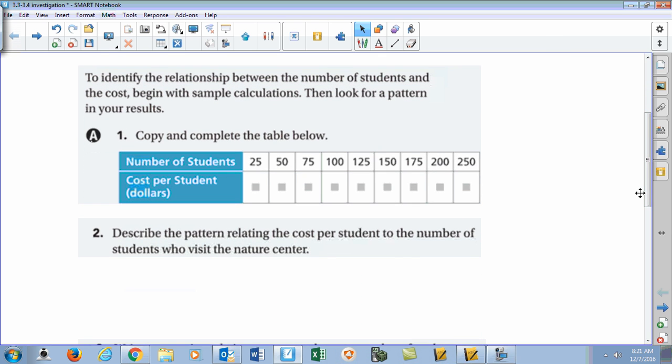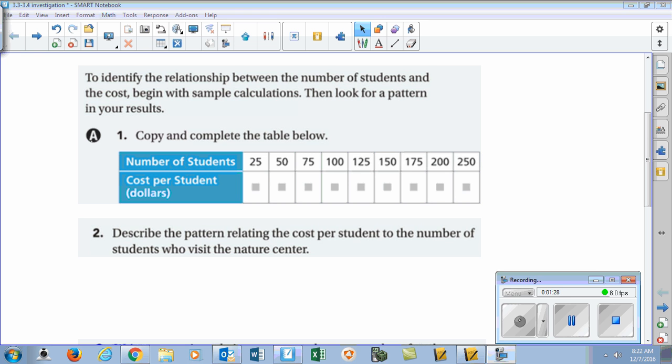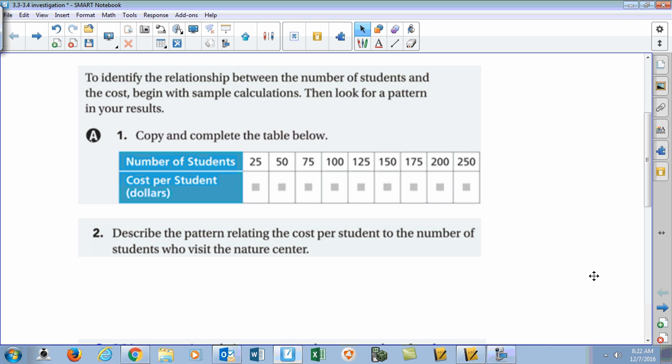It asks us to take a look at page 66. So we'll take a look at page 66. While we do that, we are going to pause the video. All right, we have our table here, right? And it said it costs $750 from page 66 to rent out the nature center, right?